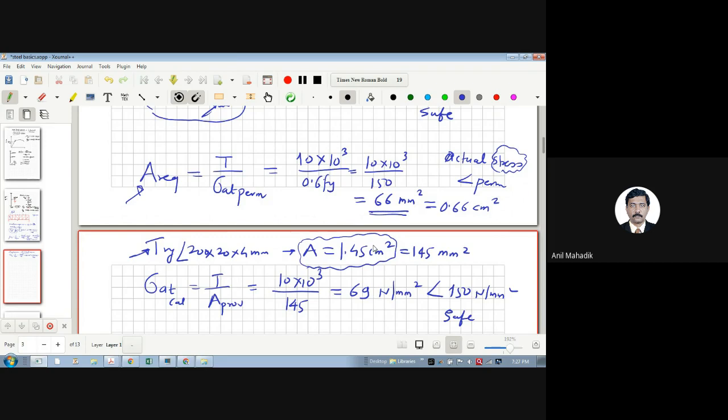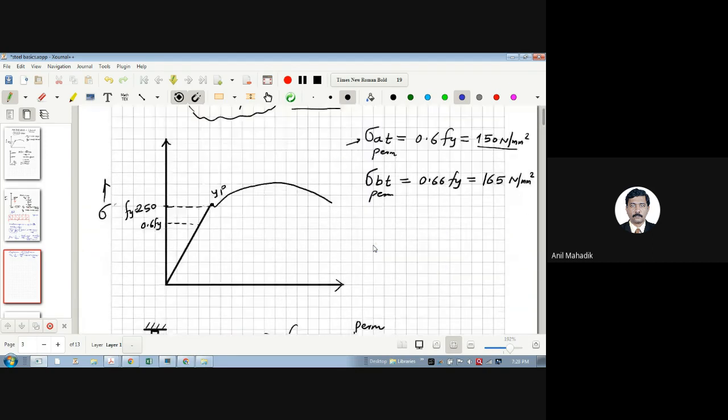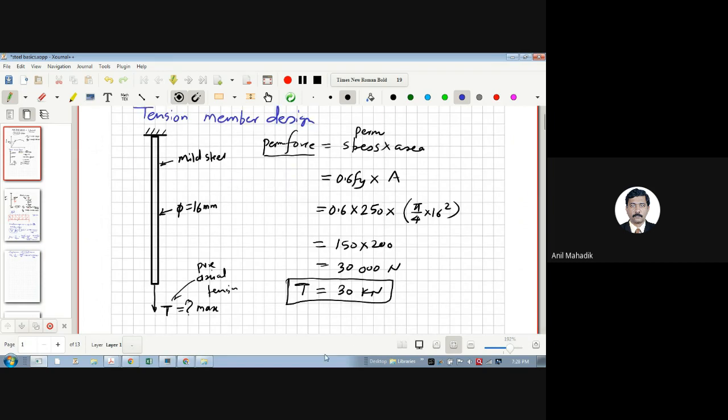Now the problem comes when the member goes in compression. So this was our tension member design. We were dealing here with the tension member design. Now let's deal with the compression member.